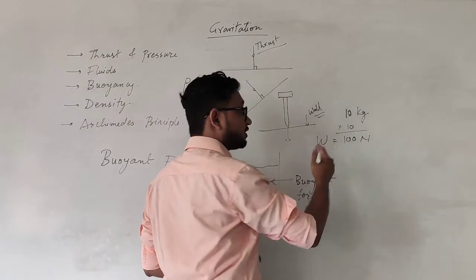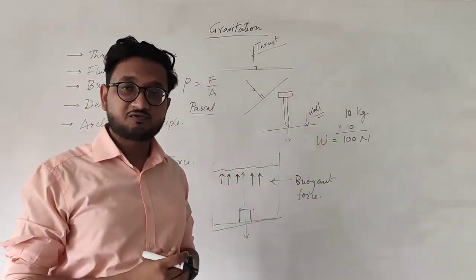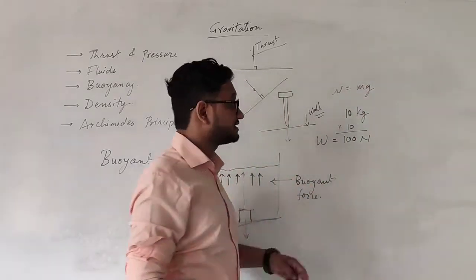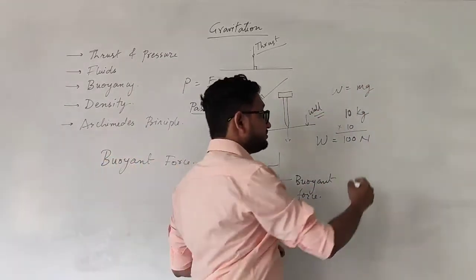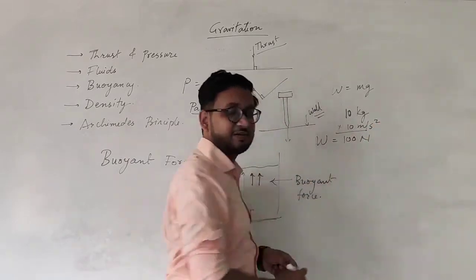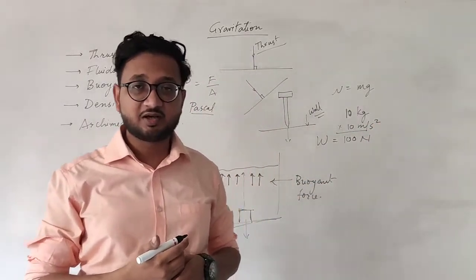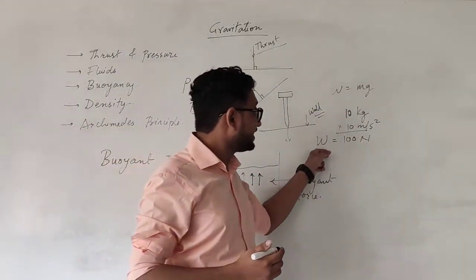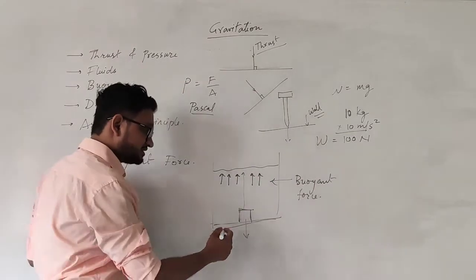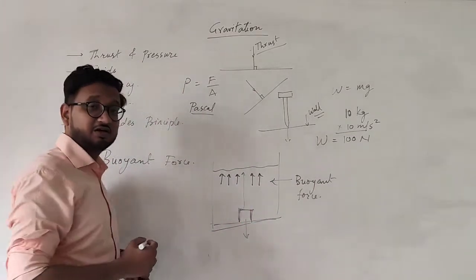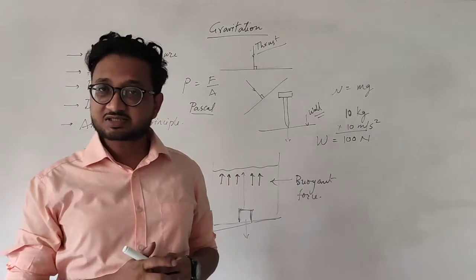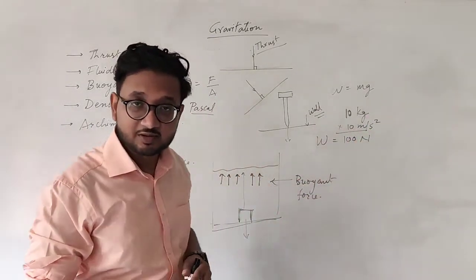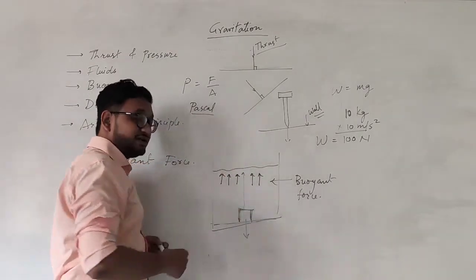So what is the weight of the object? It is 100 newtons. We know what weight is: weight is equal to m into g, that is mass into acceleration, 10 meters per second square. Instead of 9.8, for simplicity, I am taking 10. So the answer is 100. The weight of the object is 100 newtons. I am talking about weight, not mass, and weight is the force, that is m into g. So there is also a force acting in the upward direction.